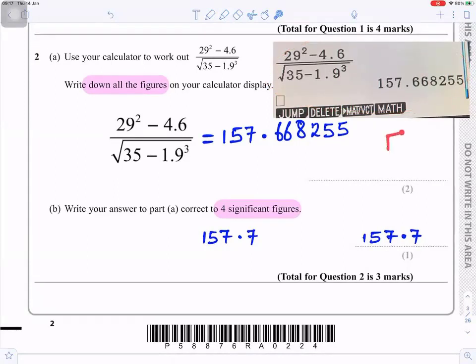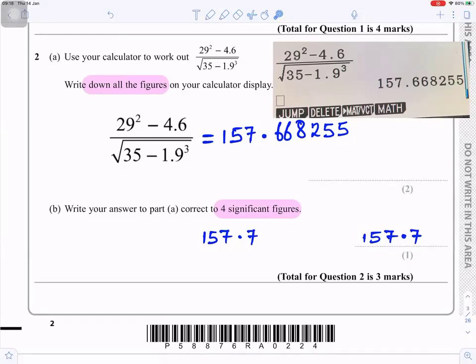You will use that fraction button in your calculator like that. You put the numerator and then you put the denominator. And to get the square root sign on the calculator, you have to press shift to get that square root sign to put in the denominator. And when you do that, you will get the answer to be 157.668255.